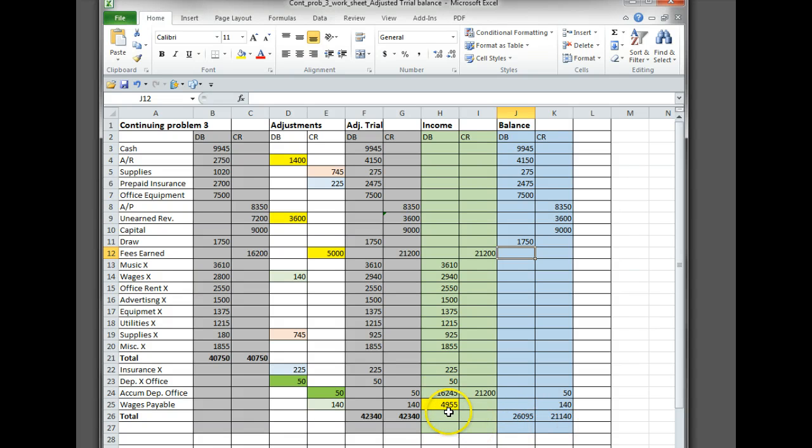Now, I should be able to take this 4,955 and add it to here, and add these two right here, and oh boy, we balance. This is my profit, and where's that profit going to end up? It's going to end up in the capital account. But that's for the next slide. So that's how you make your worksheet.